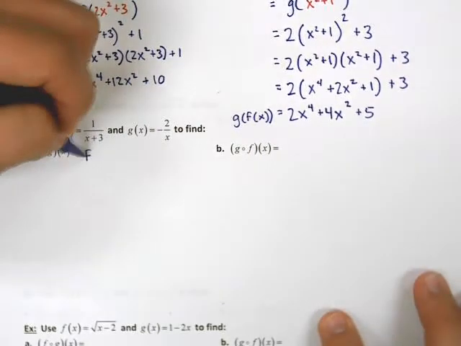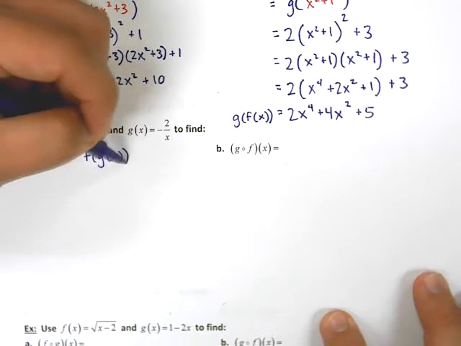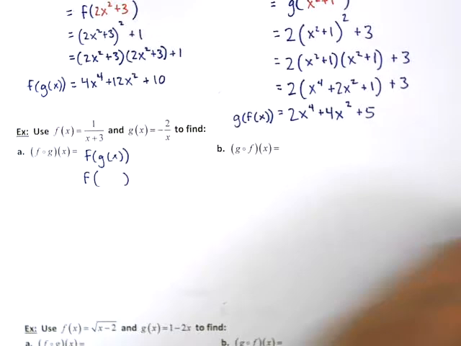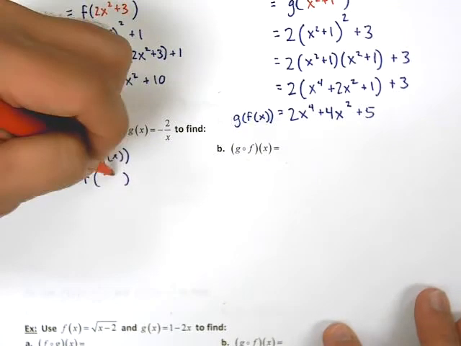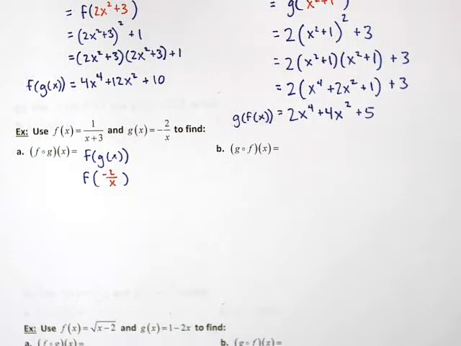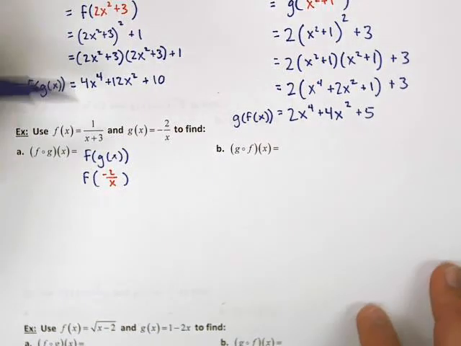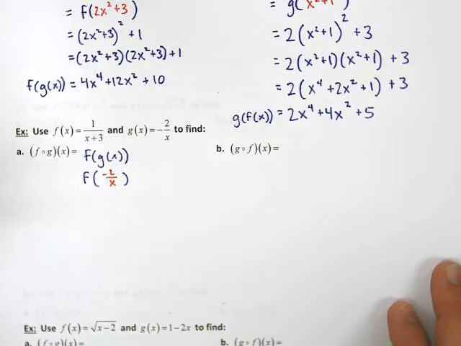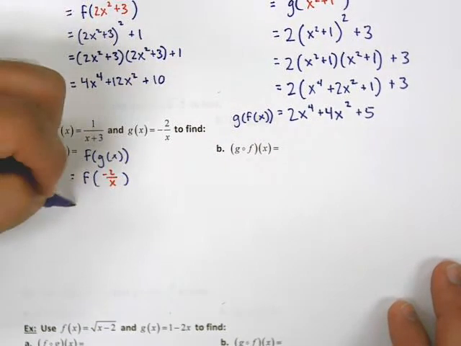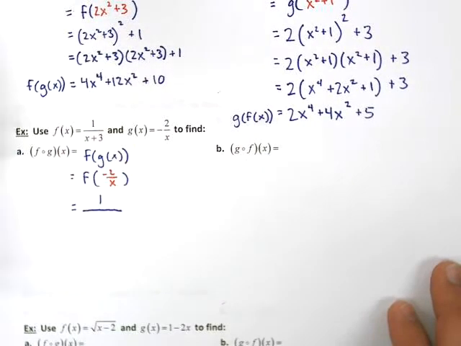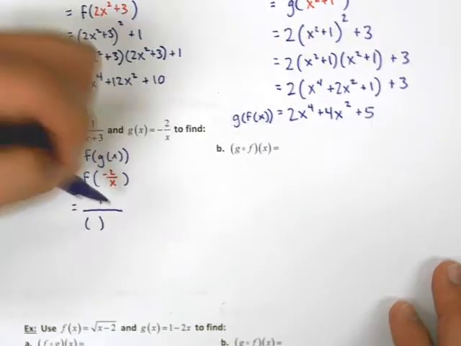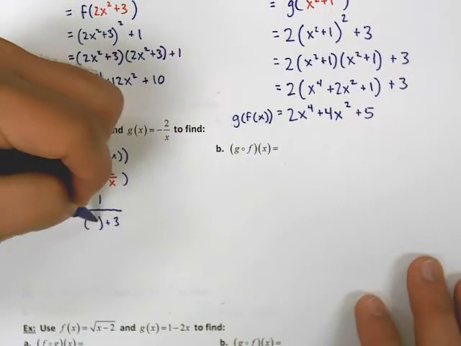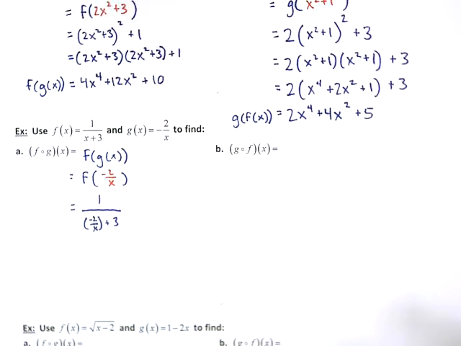Alright. f of g of x. Alright, so f of g of x, my g of x function is negative 2 over x, okay? Negative 2 over x. Well, what is my input, or what is my function that I'm plugging into? 1 divided by the input plus 3. Alright, so 1 divided by the input plus 3. Now I can put the input in, that I understand exactly where it goes.